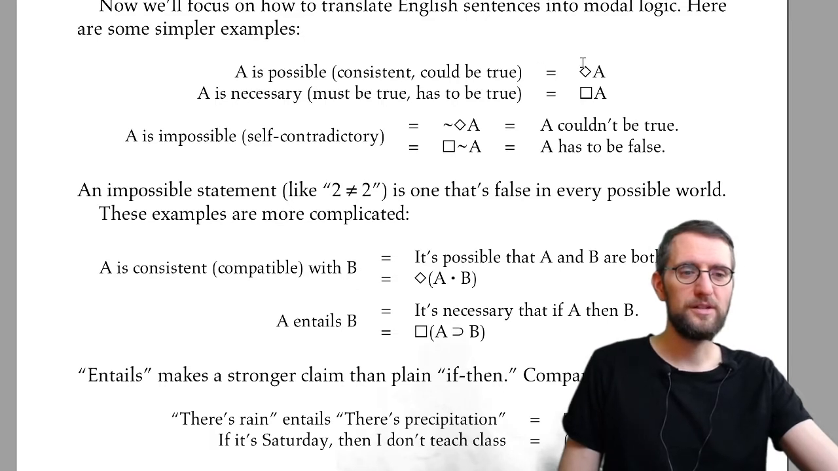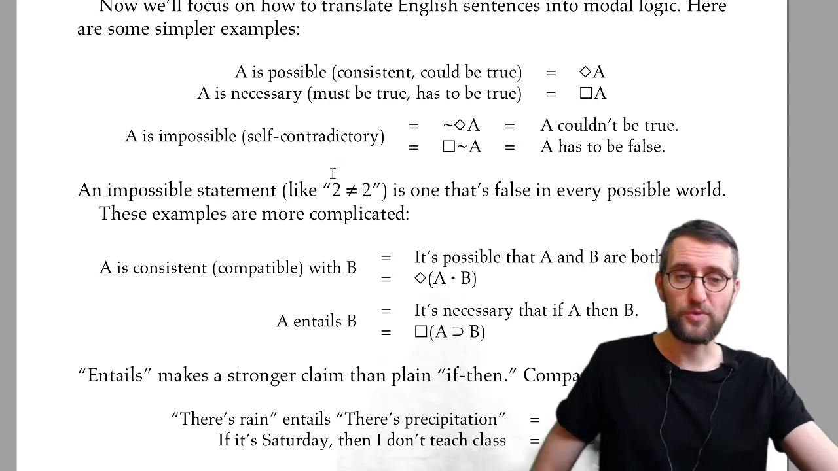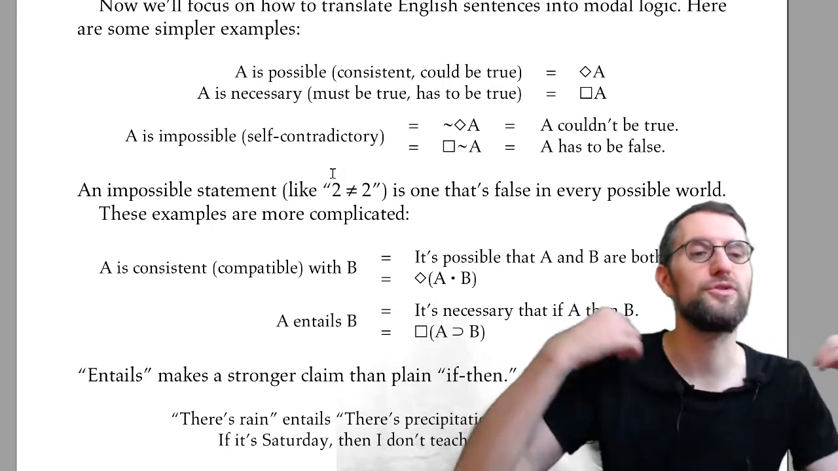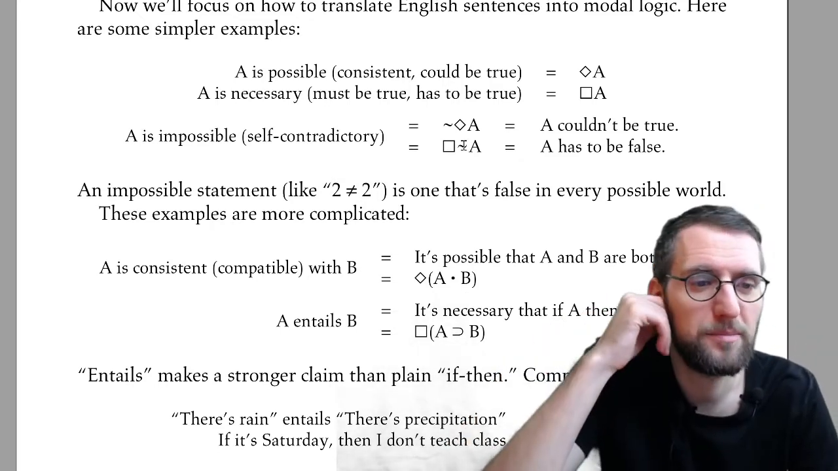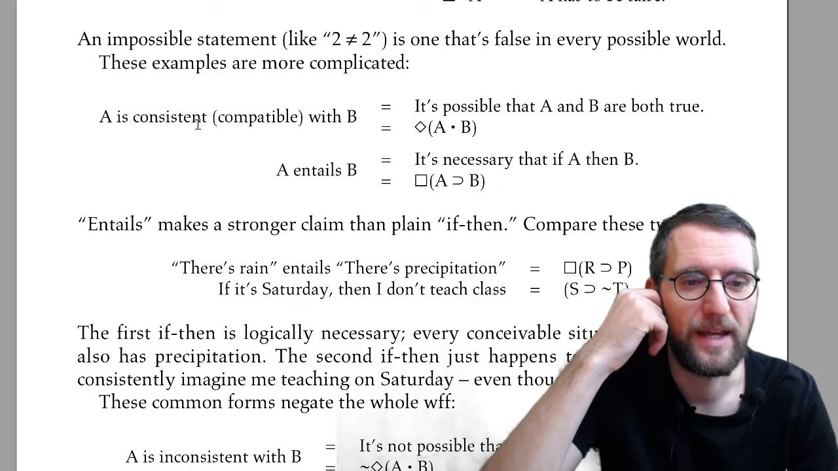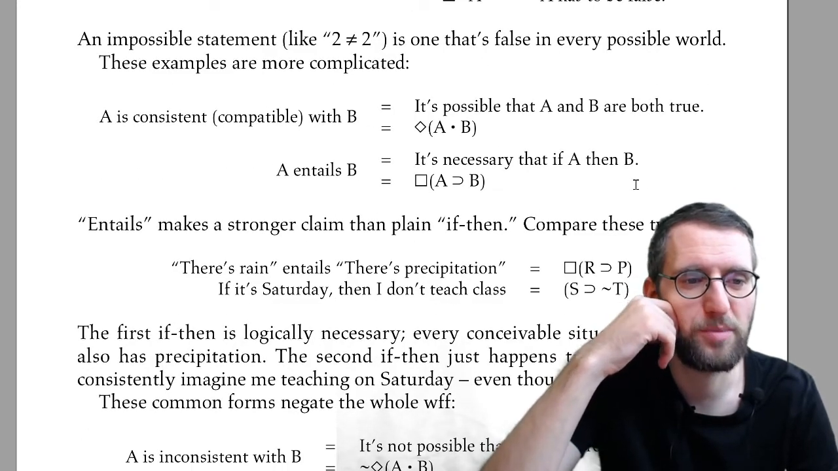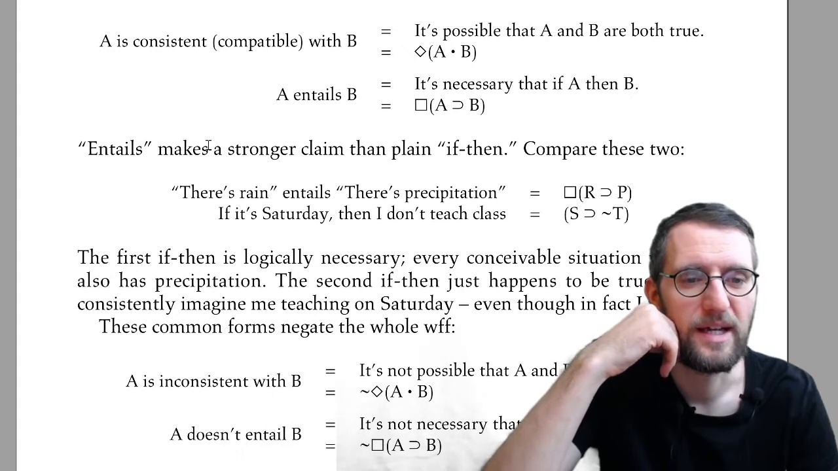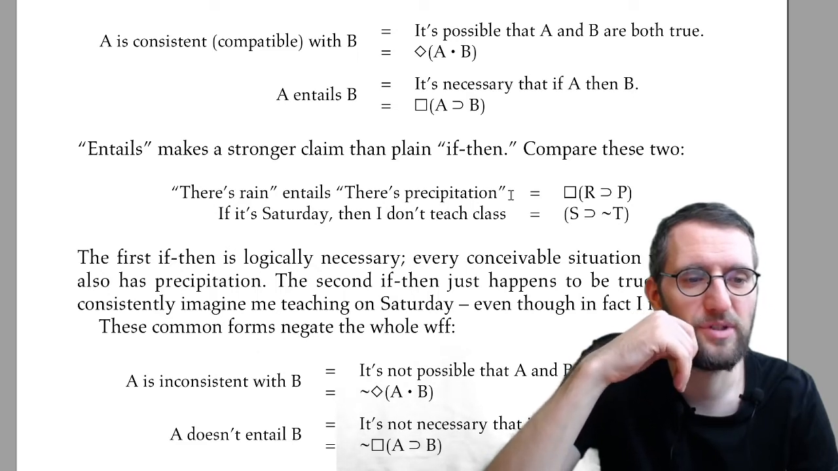That's all clear. So this means A is possible, consistent, could be true. A is necessary, must be true in all possible worlds too. A is impossible, self-contradictory, so it is not possible. It is necessary that not A. A is consistent with B: it's possible that A and B are both true. A entails B: it's necessary that if A then B. Entails makes a stronger claim than plain if then. There's rain entails there's precipitation.